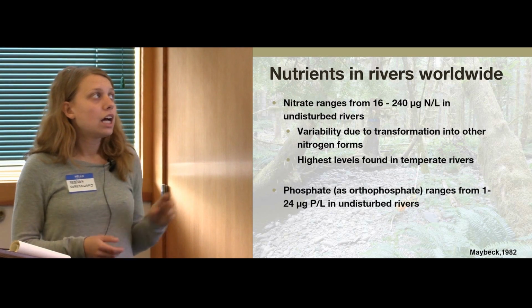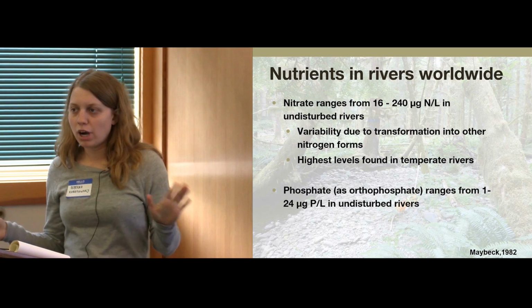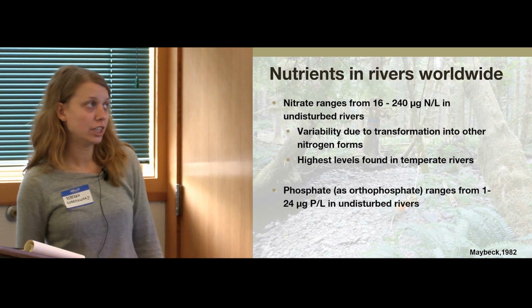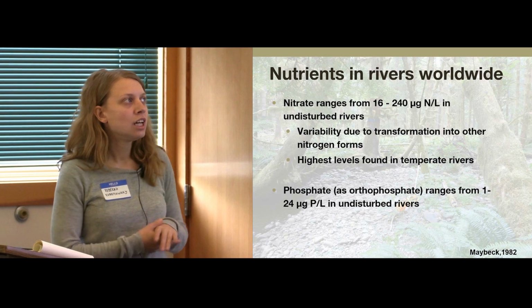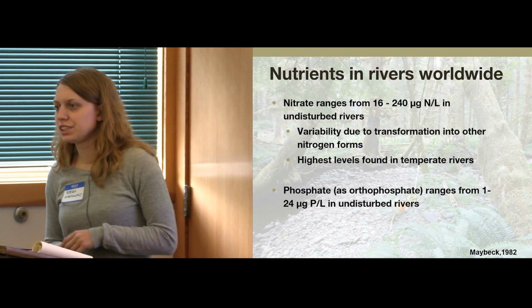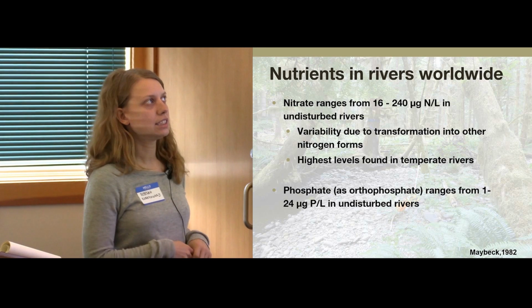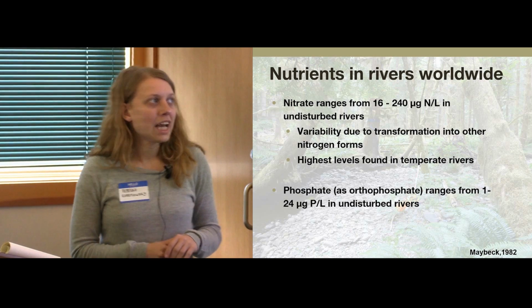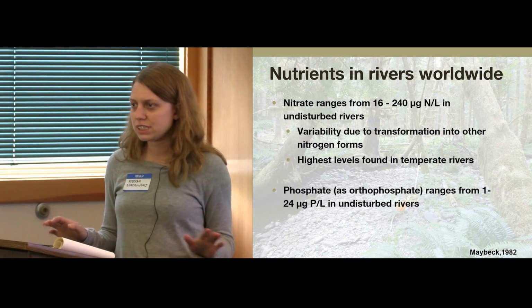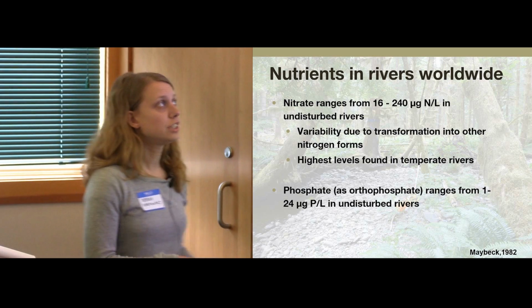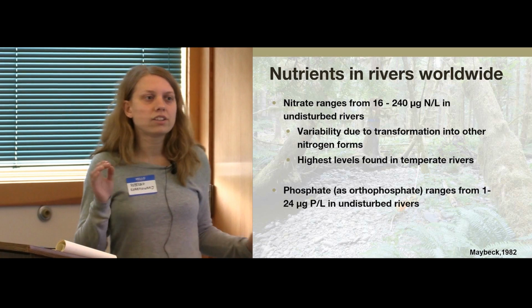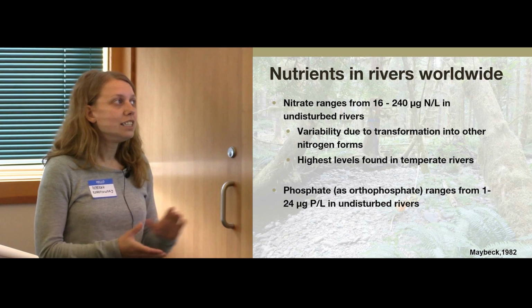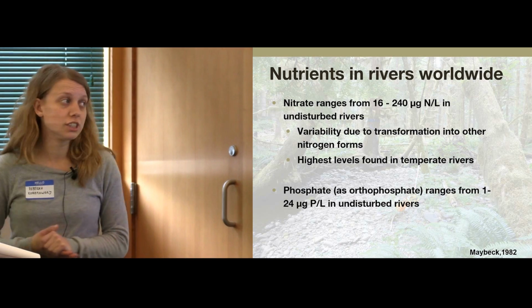And so undisturbed rivers worldwide have ranges of between 16 and 240 micrograms of nitrogen per liter, which is a pretty high range. And that variability has to do with the transformation of nitrogen into other forms besides nitrate. The nitrogen cycle is very complex, and so nitrogen can shift around between different species. And so measuring just one species of nitrogen, so nitrate, gives high variability because the nitrogen can be in a different state. And in general, the highest levels have been found in temperate rivers.